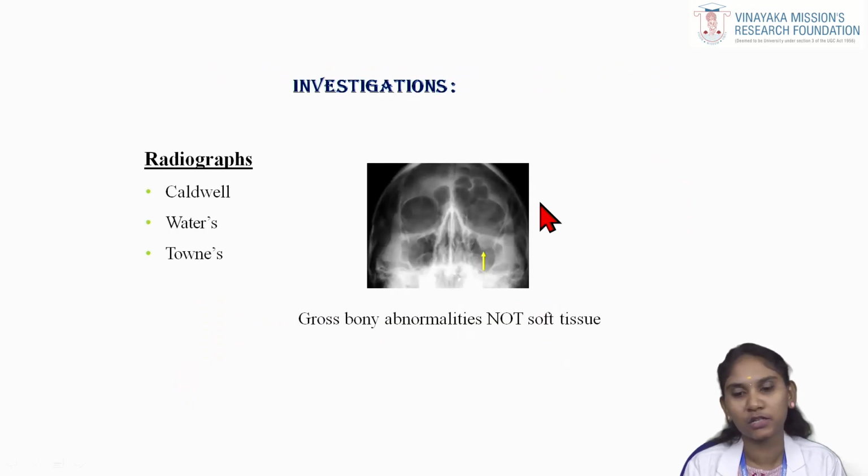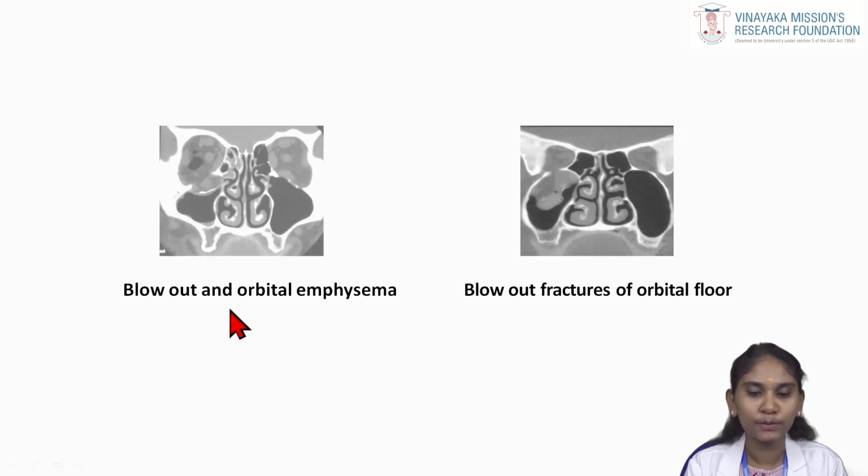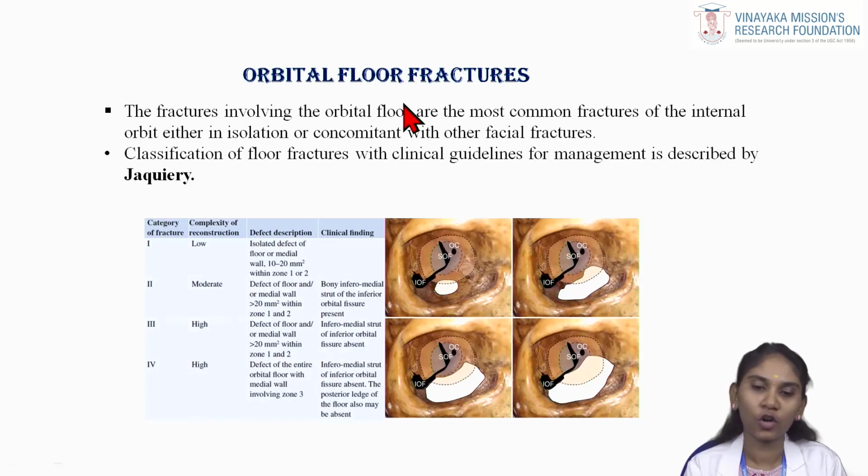Okay. Then what investigations do we do? We take radiographs, Caldwell, Waters and Towne's views. Here only the bony structures you can see, okay, bony abnormalities, sorry, not the soft tissue abnormalities. And this is blowout and orbital emphysema, X-ray depicting here the blowout fractures of the orbital floor. So, now coming to the orbital floor fractures, here is also a classification given by Jacquiery for orbital floor fractures.